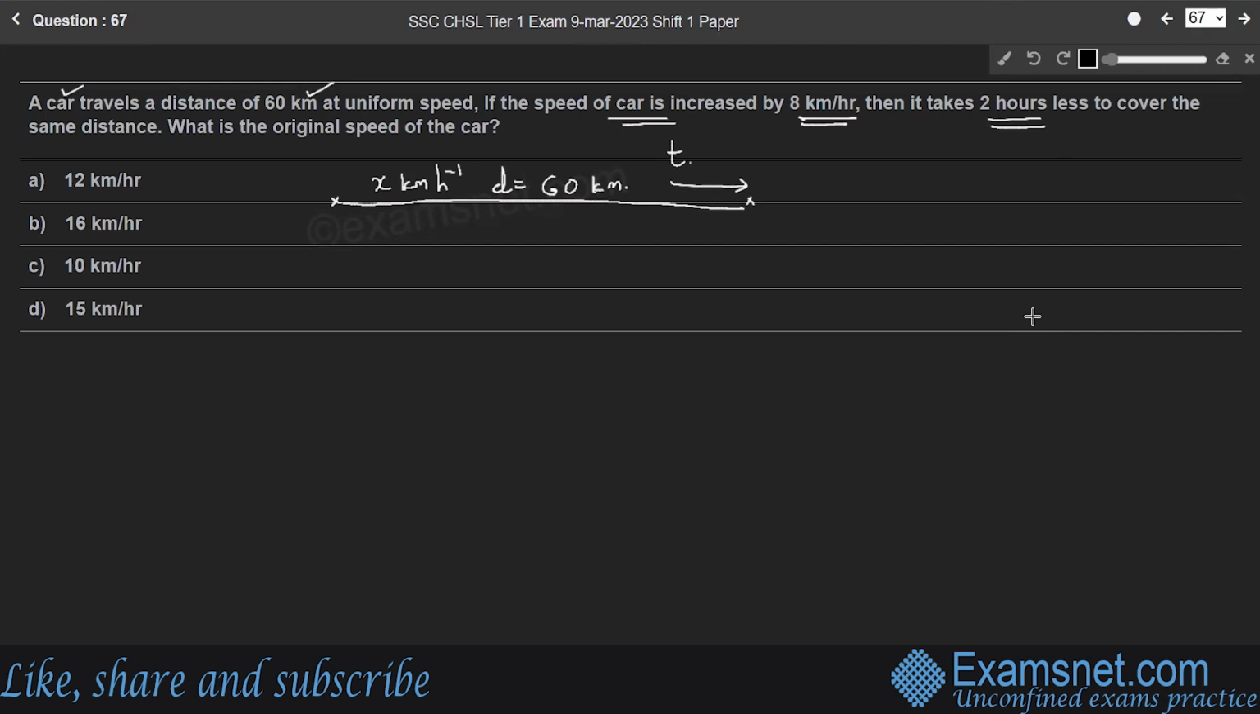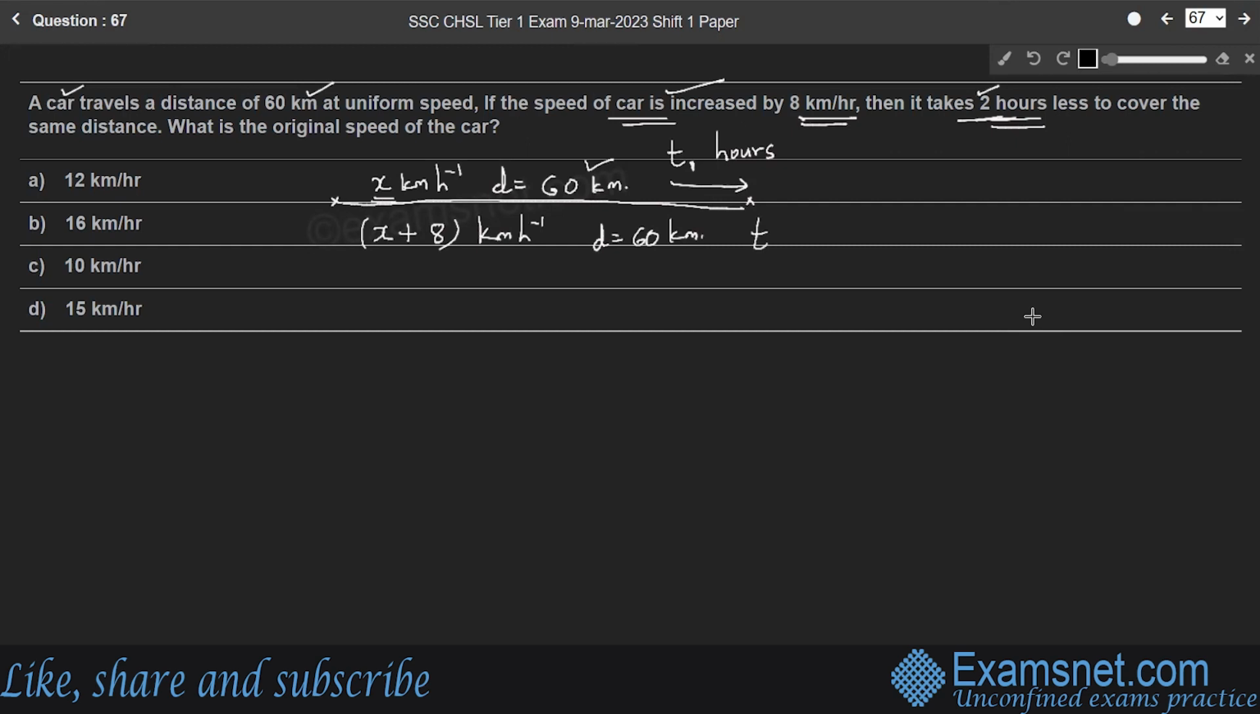Let it be T1 hours with the time taken by the car to cover 60 kilometer distance, right? If the speed of the car is increased by 8 kilometer per hour, originally the speed of the car was x kilometer per hour. If the speed is increased by 8 kilometer, then speed becomes x plus 8 kilometer per hour, right? So then it takes 2 hours less to cover the same distance. Here the D is same, 60 kilometer. To cover the same distance, time taken by the car is 2 hours less.